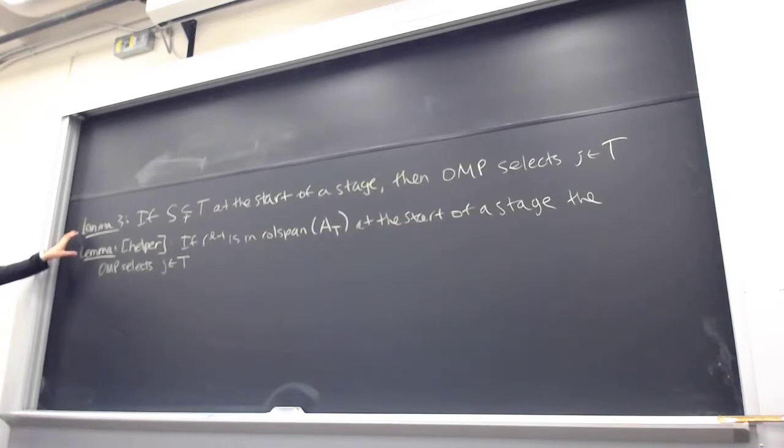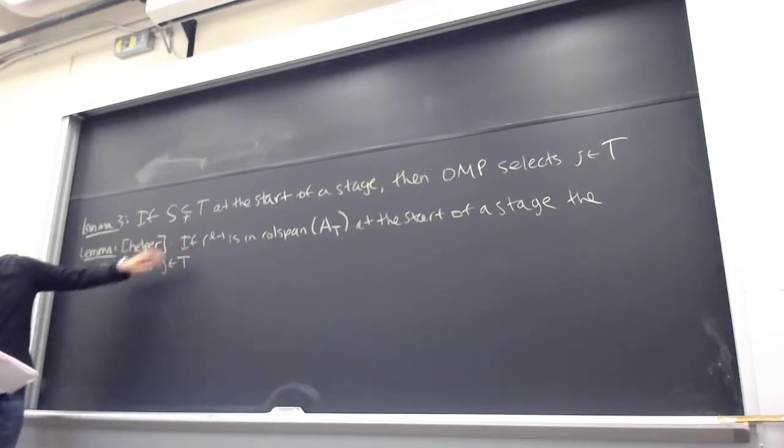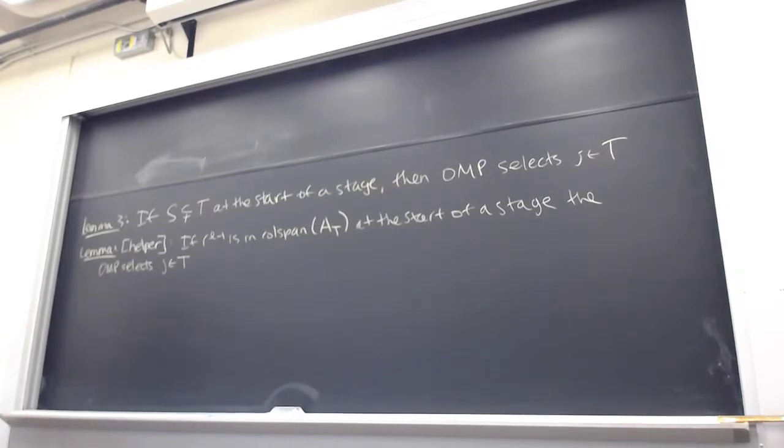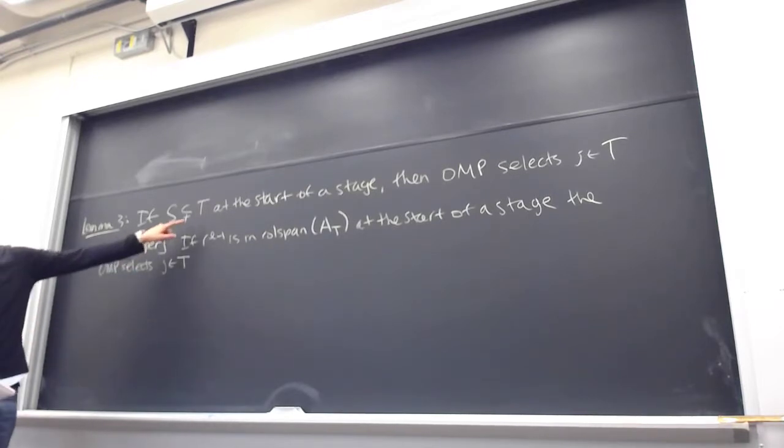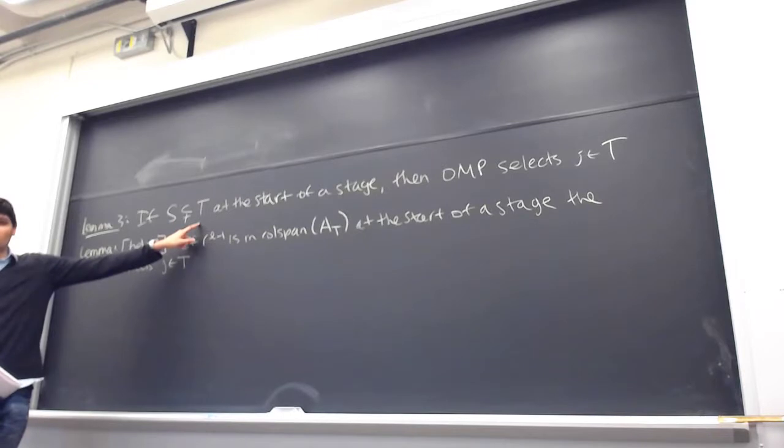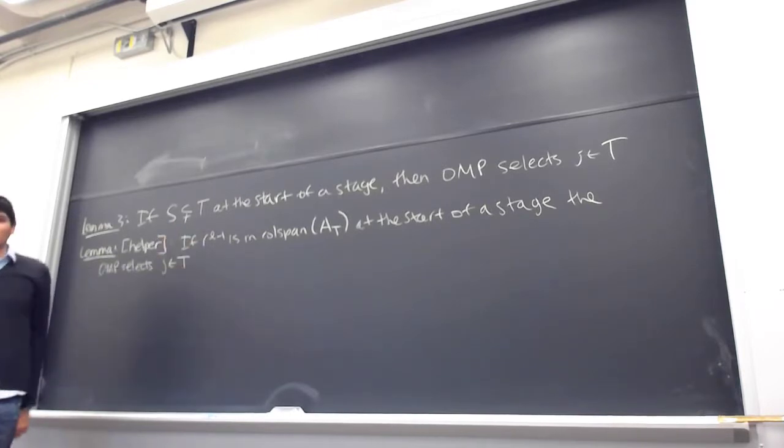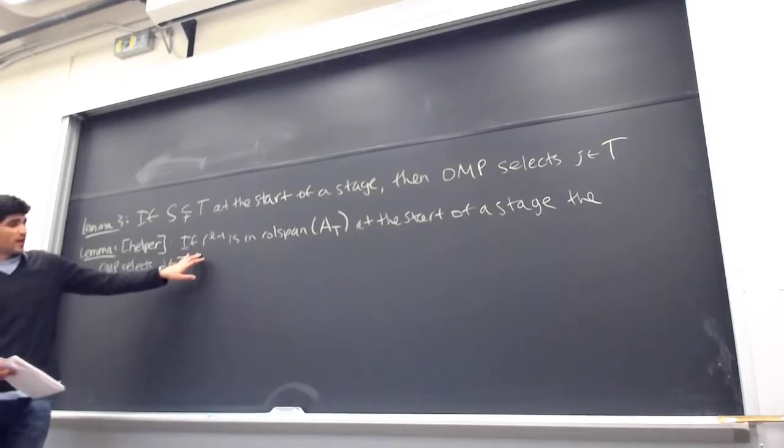Now, lemma 3 is really just saying something that you can prove inductively if that's true. Then OMP selects some j in T. But it'll actually be easier to work with this type of lemma, which is really what the consequence of having this condition be true would be: the residual is going to be supported in the things we're looking for. So we're just going to assume that for this helper lemma.